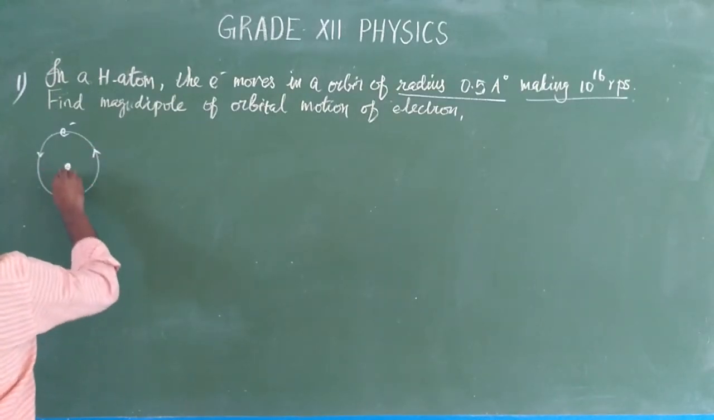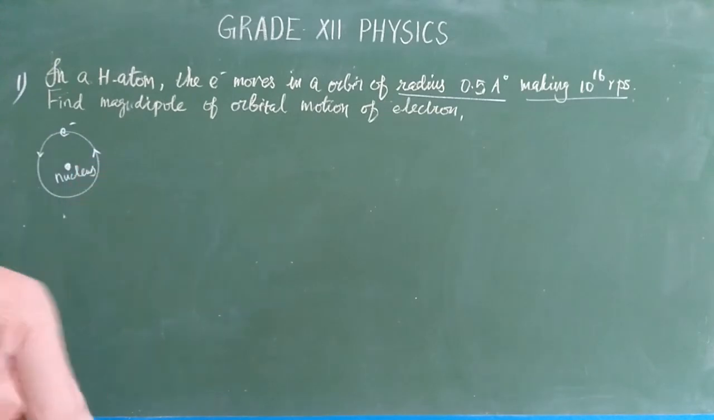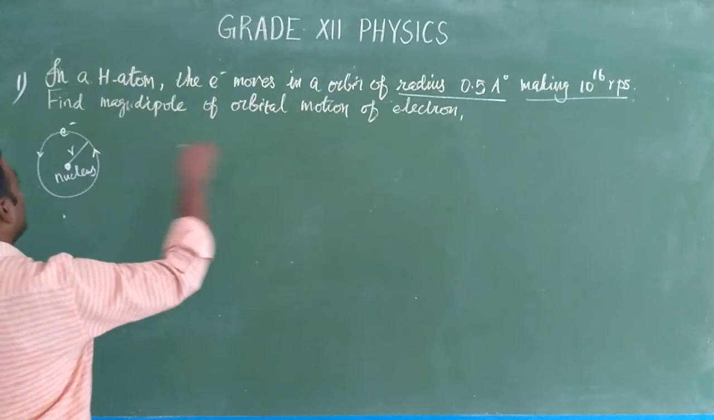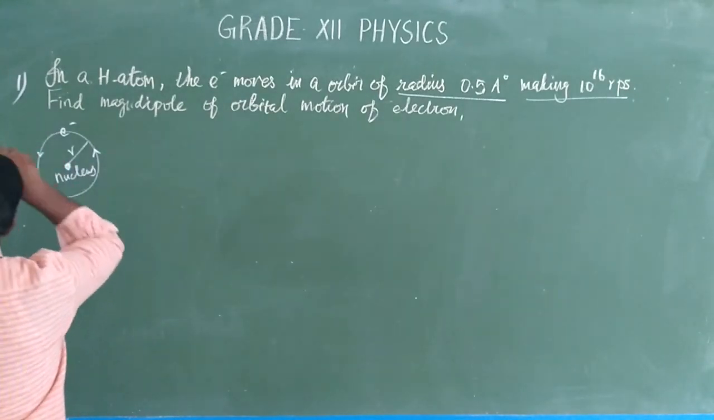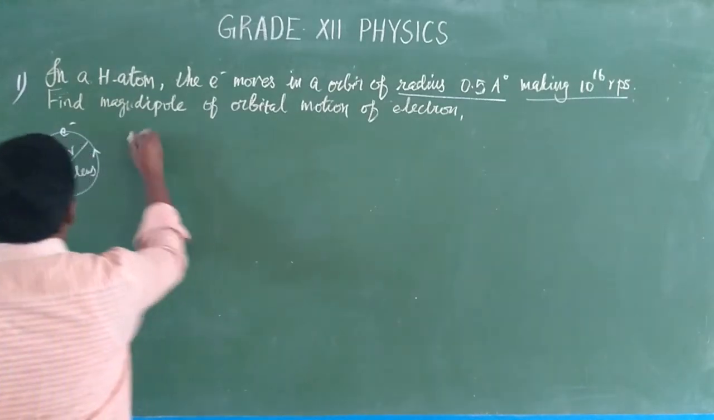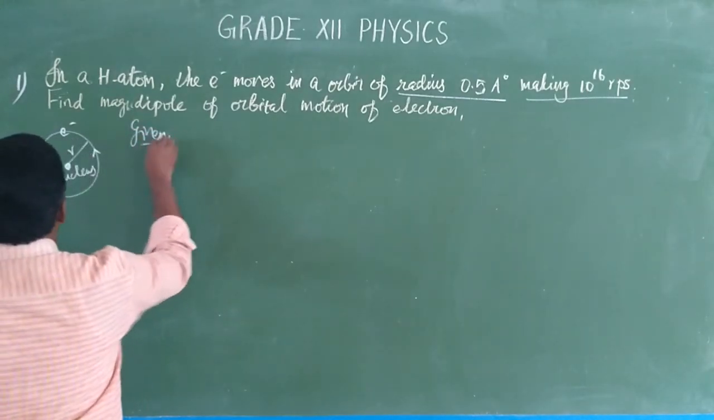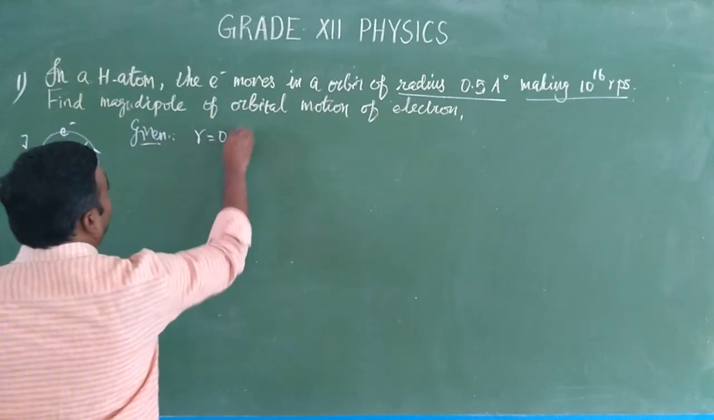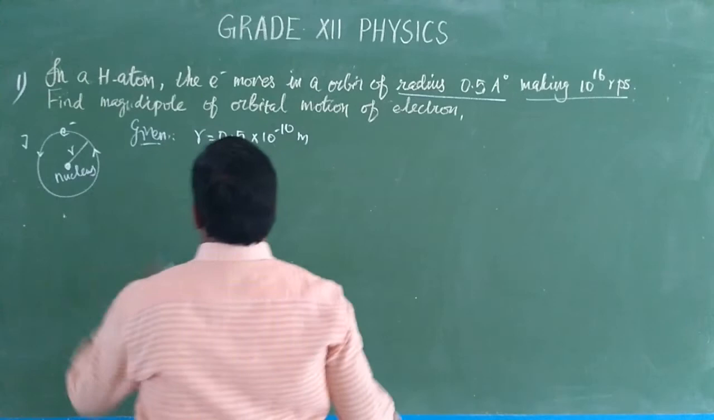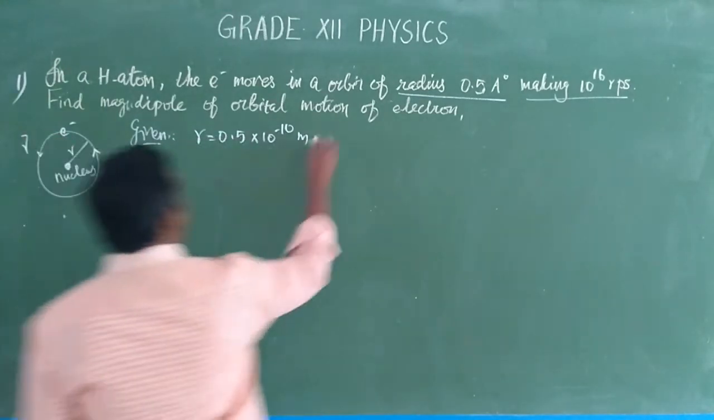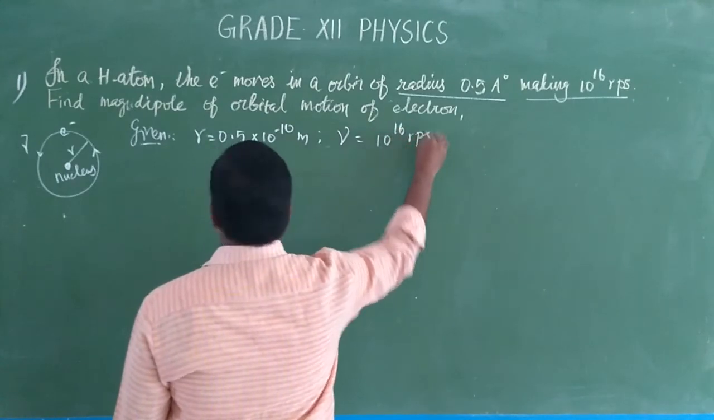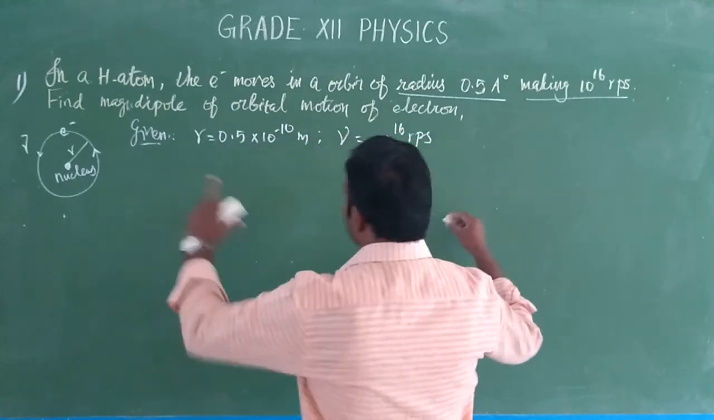So this is the hydrogen nucleus, and they mention the radius. What is the radius? And they also gave the frequency. First we'll write the given values. The radius is 0.5 into 10 to the power minus 10 meter, and the frequency of the revolving electron is 10 to the power 16 rotations per second, and only the electron revolves.